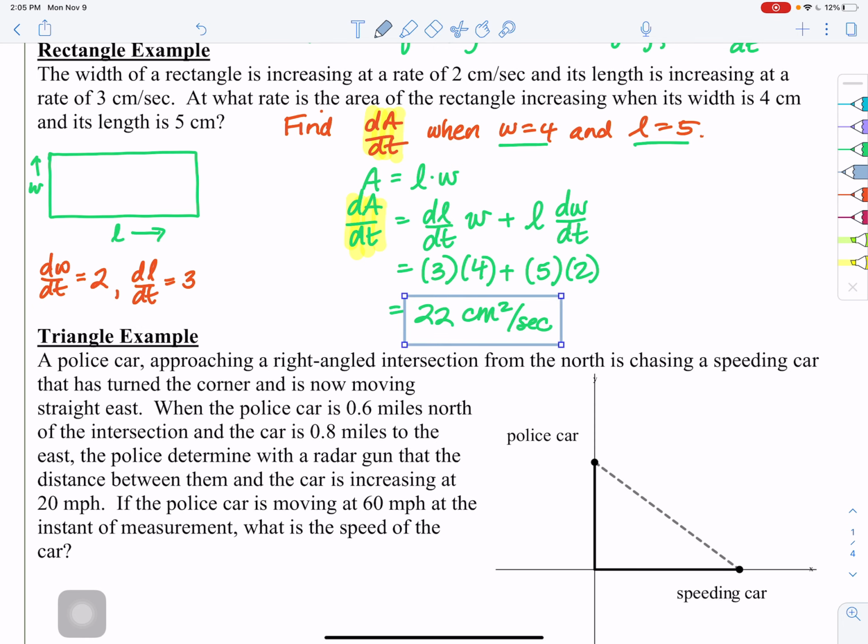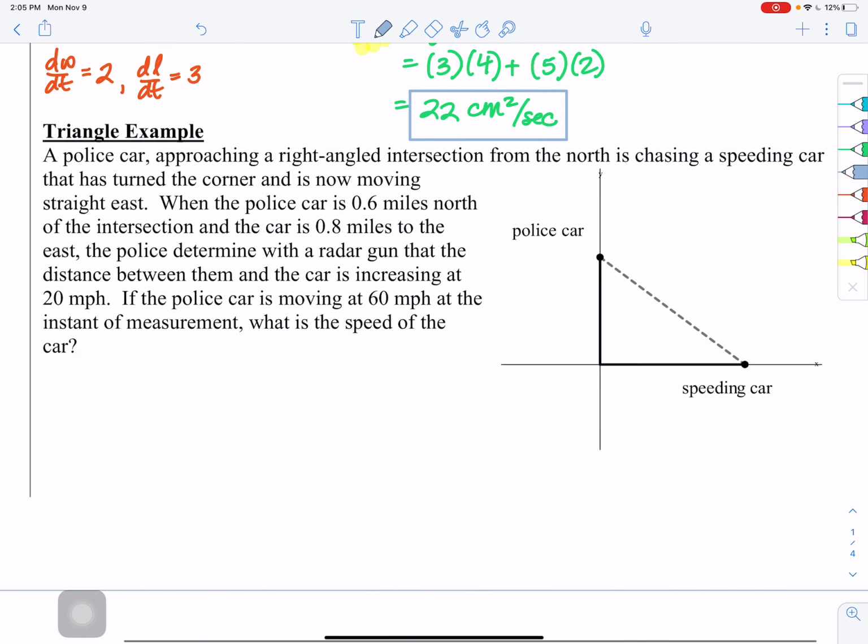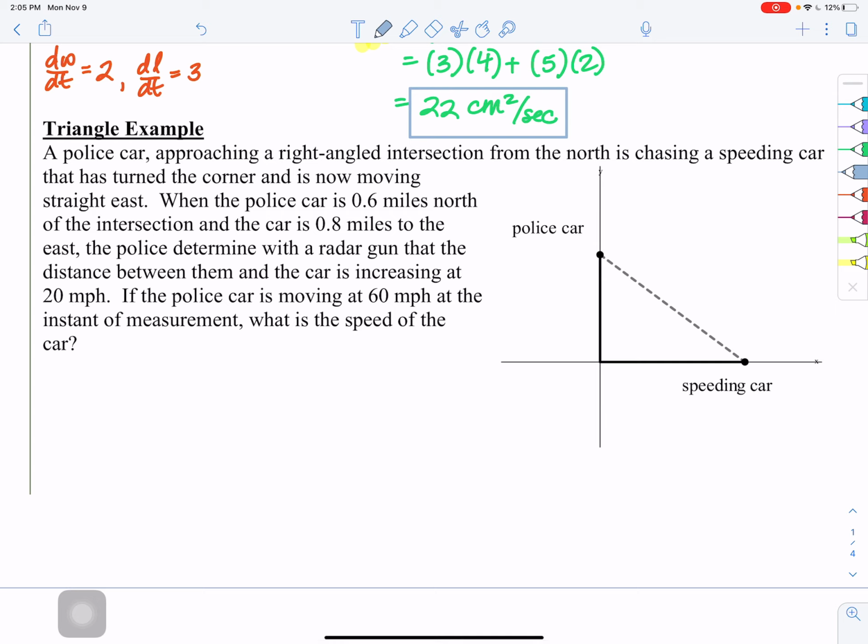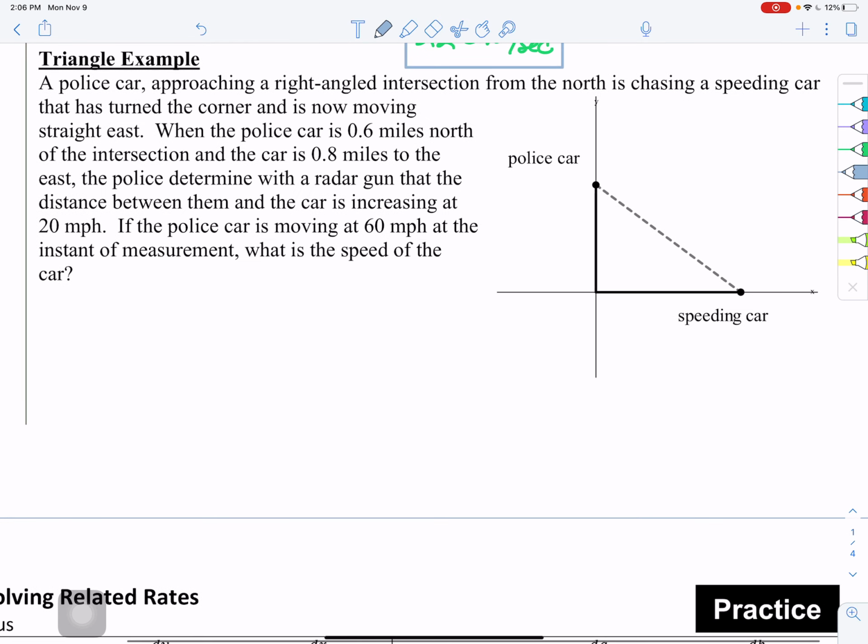Okay, let's see if we can try our next problem. This should look familiar. We did a short one of these in a previous example, but we didn't have values at that time. So a police car approaching a right-angled intersection from the north is chasing a speeding car that has made the turn, and he is now moving east. So here's our police car, and that police car is coming from the north. Okay? So what do you notice first?